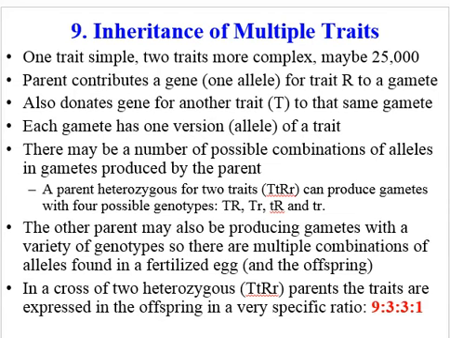3 out of 16 are going to have 1 dominant trait. For instance, they would be red, but then the other trait is recessive. They'd be red and short. 3 out of 16 possible combinations are going to result in offspring that are short, but red instead of tall and white, or whatever the other color is. And there's only 1 chance out of 16 that the offspring is going to have both recessive alleles, or 2 little t's and 2 little r's.